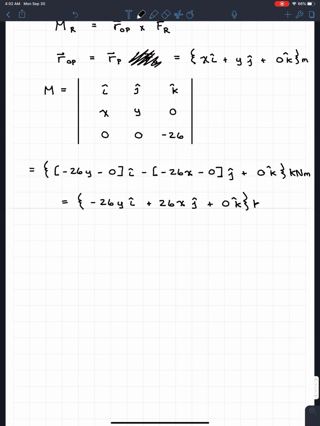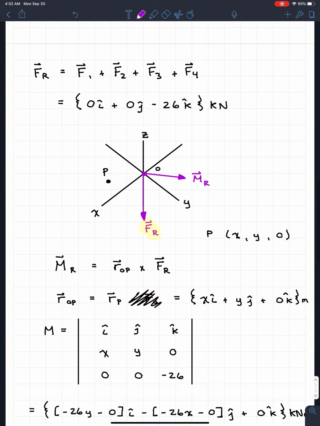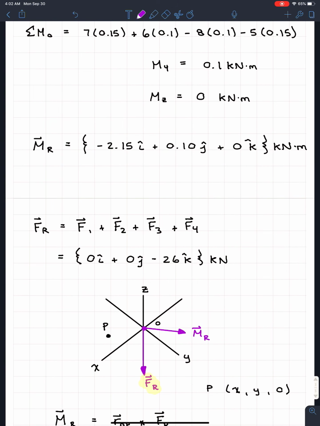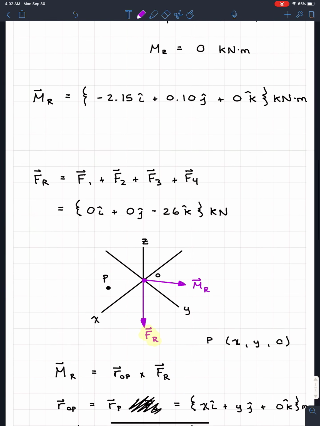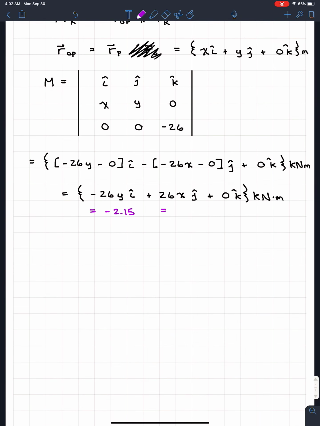So how do we solve that? Well, we go back to what we know. We actually know what those values in that moment vector should be. We know that this negative 26y, if I go up here, should be equal to negative 2.15. We know that the 26x should be equal to 0.1. And we know that the k should be equal to the k up there, which is 0. 0 equals 0. All the math checks out so far, so not too bad.